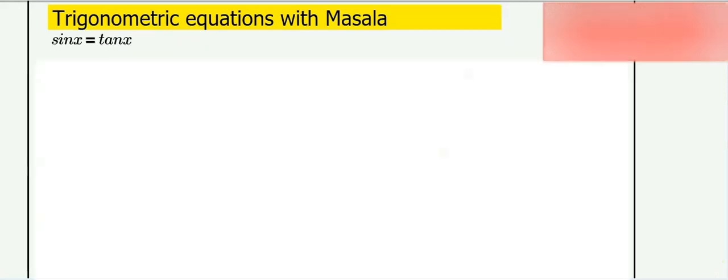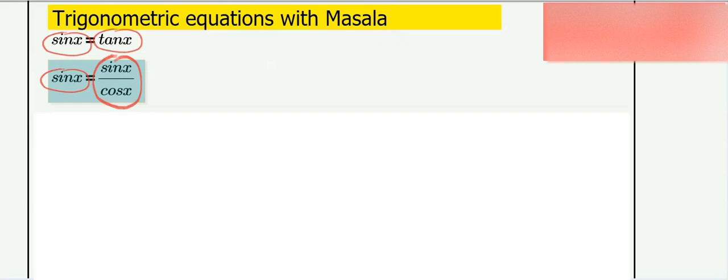Let's maybe do one more here. Suppose we have sine of x equals tangent of x, same idea here. You can rewrite tangent as sine of x over cosine of x, same idea as in the other problem, and you have to be careful not to divide both sides by sine of x.